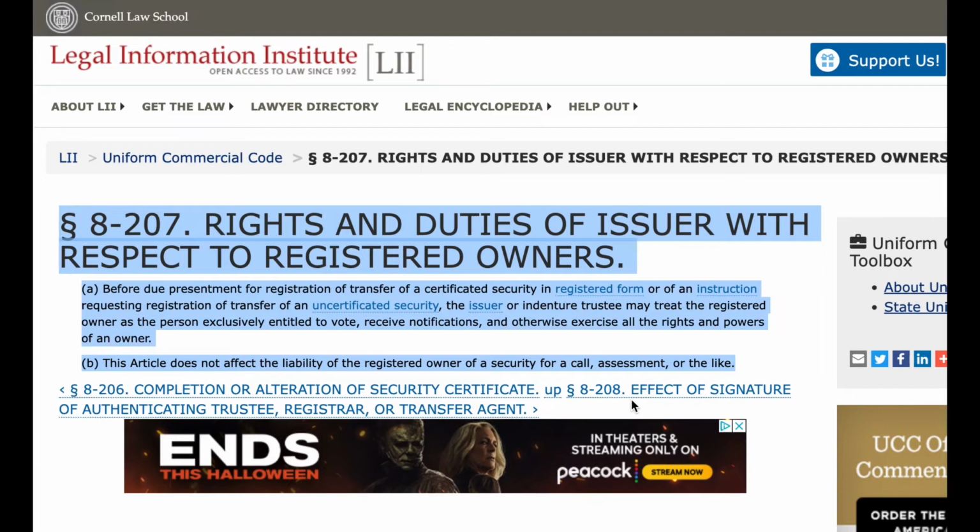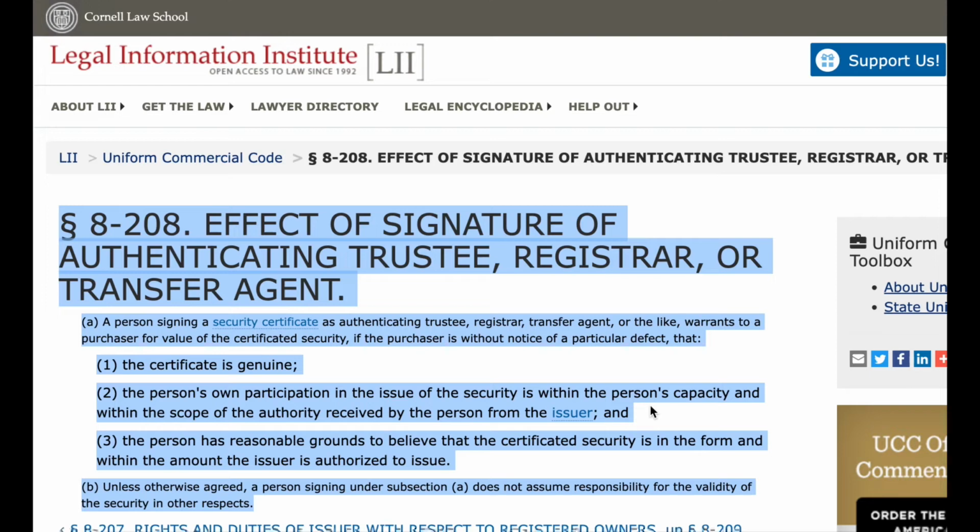Paragraph 207. Rights and duties of issuer with respect to registered owners. A. Before due presentment for registration of transfer of a certificated security in registered form or of an instruction requesting registration of transfer of an uncertificated security, the issuer or indenture trustee may treat the registered owner as the person exclusively entitled to vote, receive notifications, and otherwise exercise all the rights and powers of an owner. B. This article does not affect the liability of the registered owner of a security for a call, assessment, or the like.